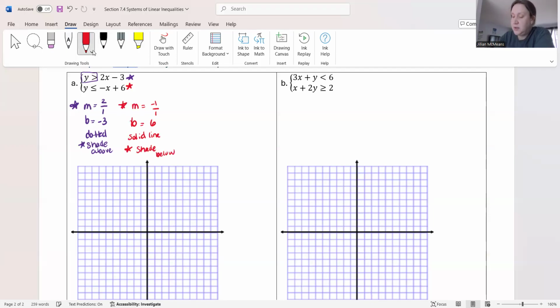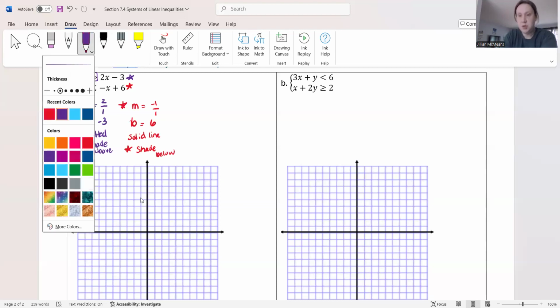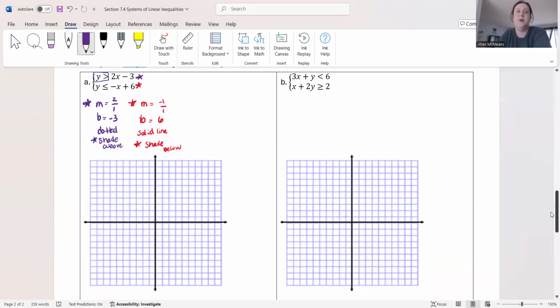All right, so let's go back to purple and graph that line. Let me shrink this just a smidge so everything fits in one screen. Okay, there we go. So for the purple line, we have a y-intercept of -3. So at the origin, I don't go left or right. I just go down 3. So down 1, 2, 3.